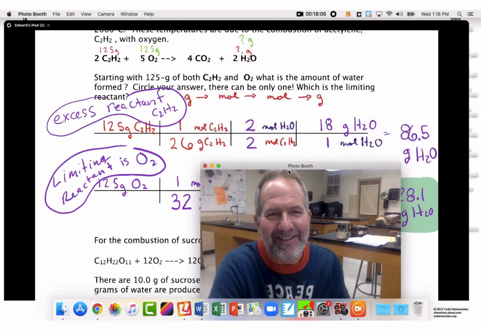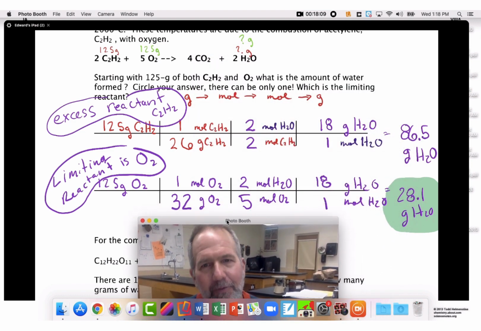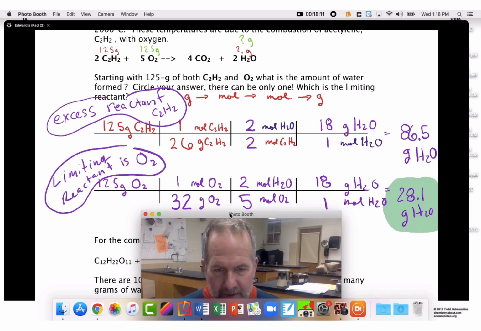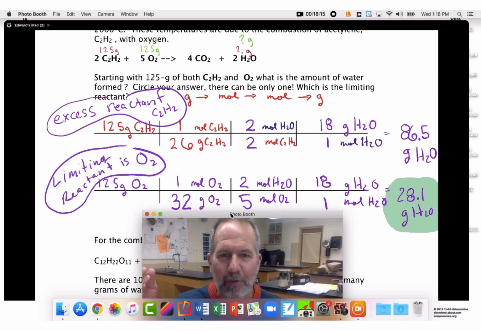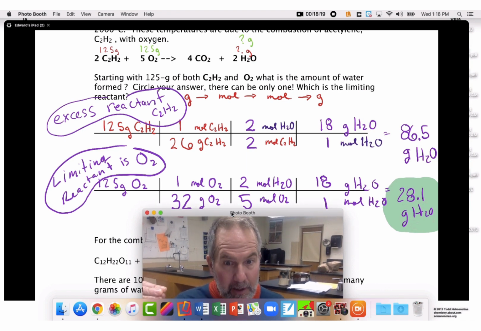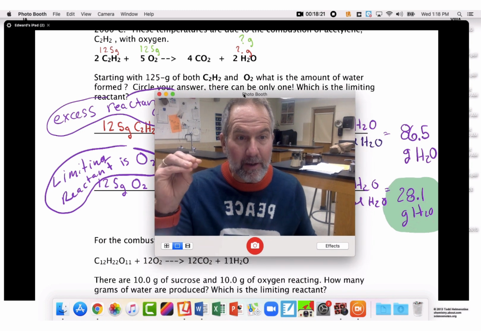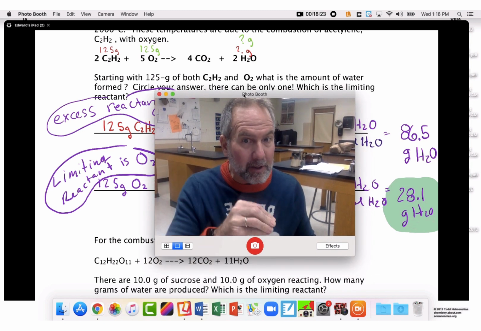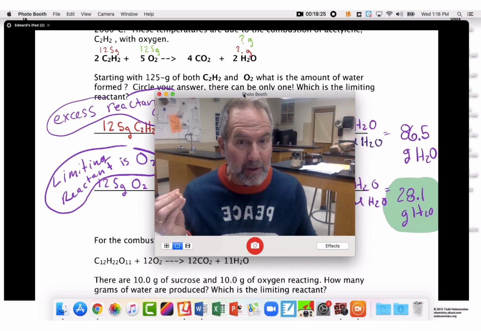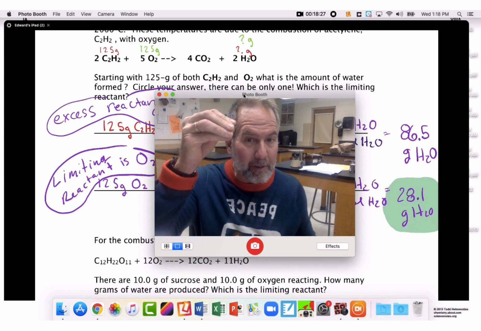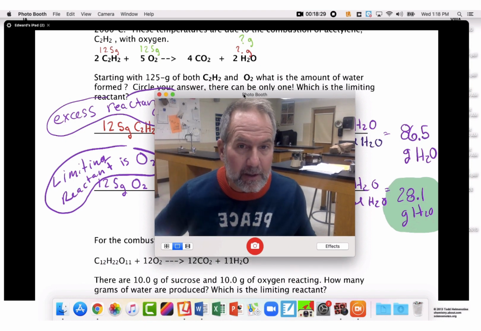All right? So these are limiting reactant equations. If you follow my pattern, the ones that I'm doing are specifically asking for one product. I'm going to keep it simple. Asking for one product. We solve for that one product, pick the smaller answer. The one that made the smaller answer is limiting. The one that made the bigger answer is the excess reactant.